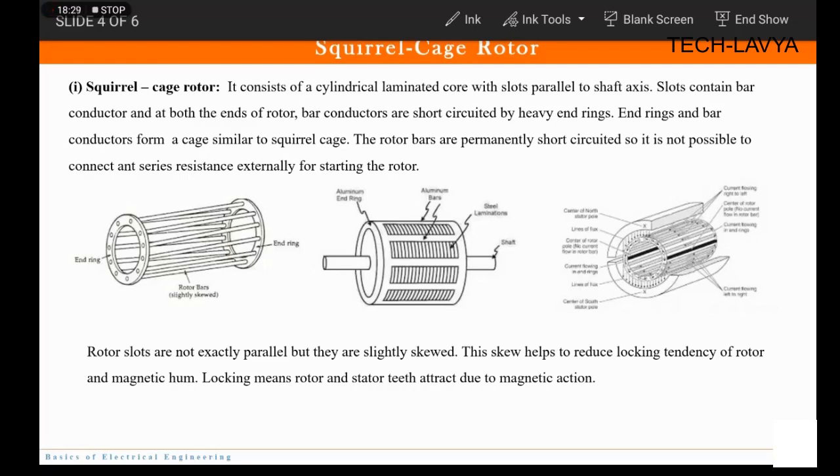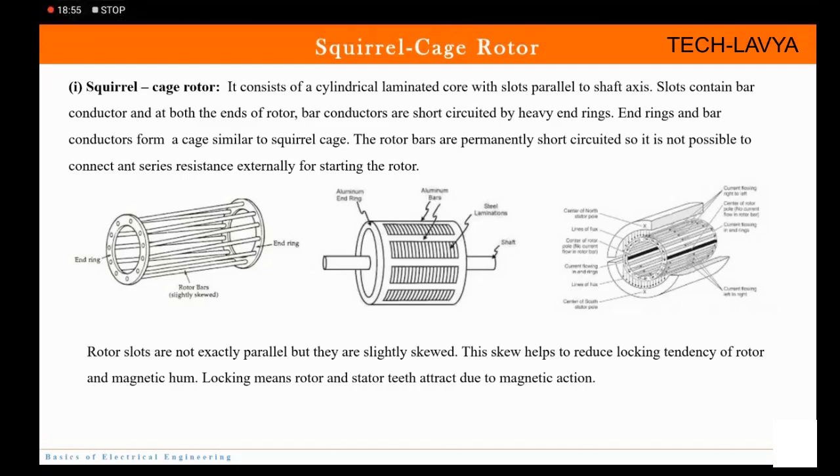Now why are they skewed? Because this skewing helps to reduce the locking tendency of the rotor. Now what do you mean by locking tendency? Imagine that you have a stator and in between you have a rotor. Correct. So obviously a magnetic field is produced and current is flowing. So the rotor and stator teeth will try to attract each other. So one point will come when they will attract each other and they will get locked up.